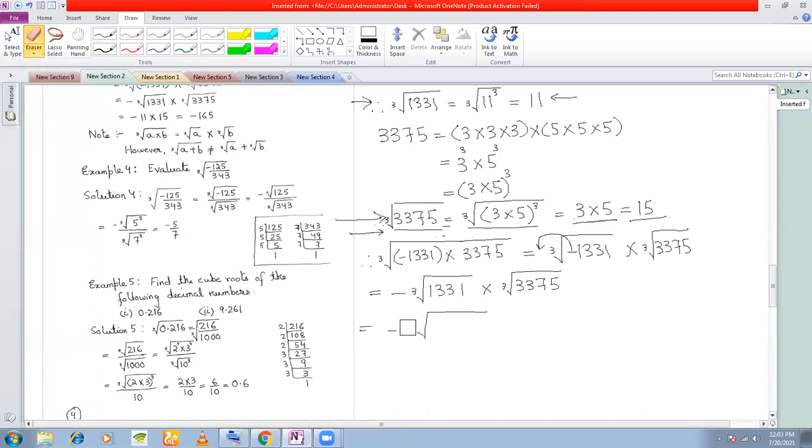So now I can put the values here. So minus cube root of 1331, I have found out this as 11. And cube root of 3375, I have found out here as 15. Okay. So this will be minus 165. And that should be your answer. Is it clear? Yes, sir.